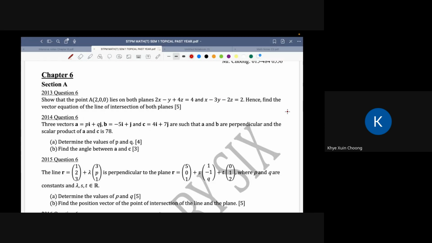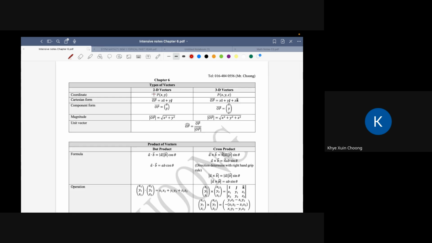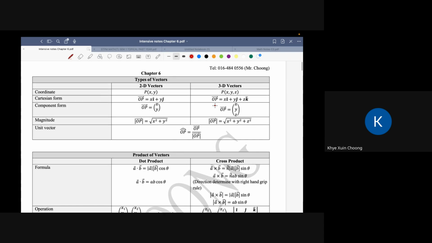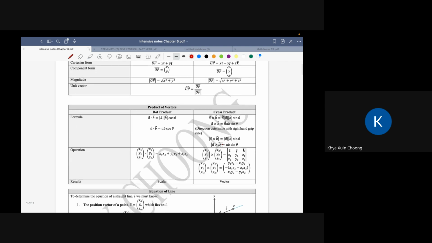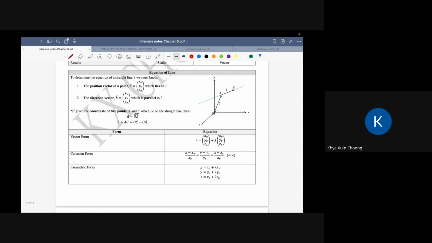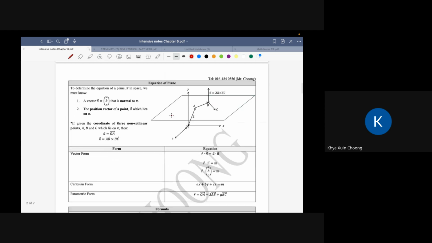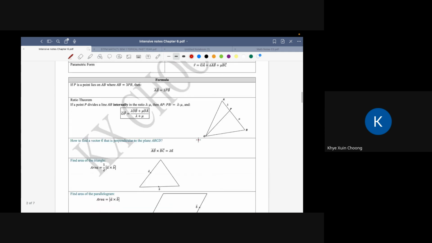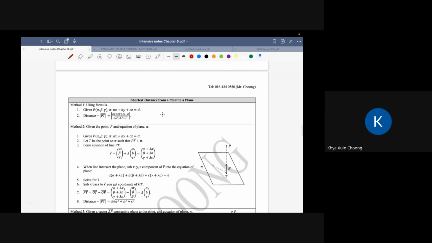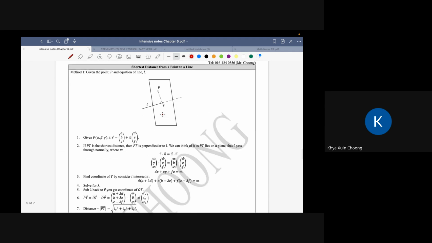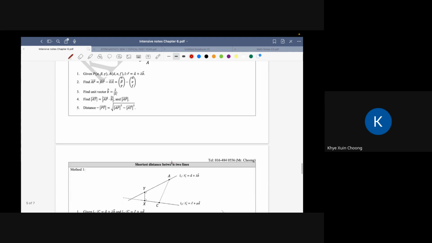Okay, so now we want to continue for chapter 6. Over here is some short notes I made for you guys. I took from my previous intensive notes, then tried to add something. I modified this a bit, added this diagram, modified a bit, then rearranged a bit. This one is the new part. This one also new one. I just added this in.